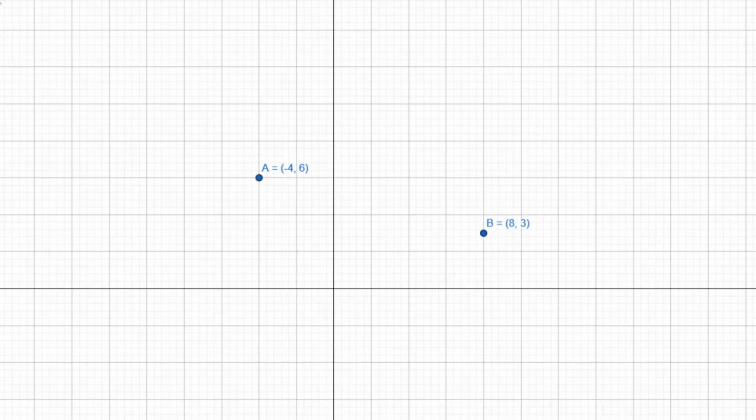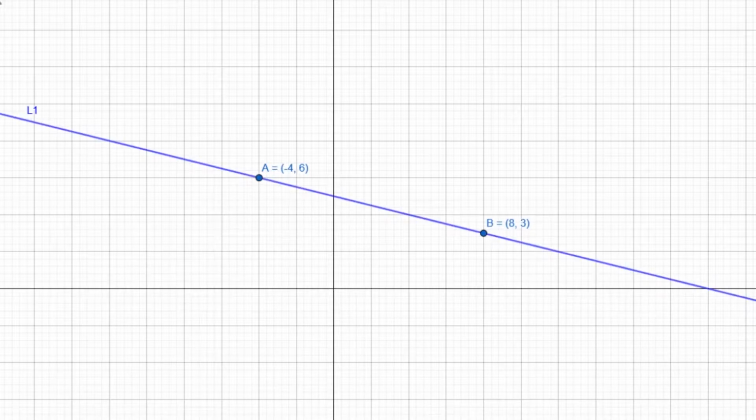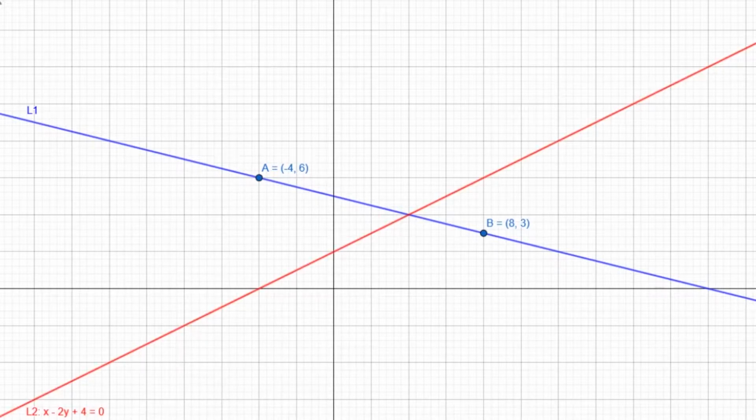So here are the points A and B that were given to us in the question. We're told that L1 is a line that goes through those 2 points. L2 is a line whose equation we are given. There's L2. We're told that the point of intersection of those 2 lines is C. Then we're told that the line L3 goes through C and is perpendicular to L1. And finally we're asked to find the area enclosed by lines L2, L3 and the coordinate axes.